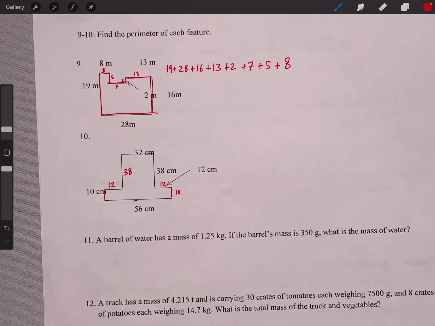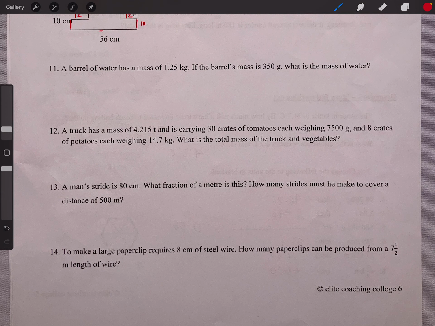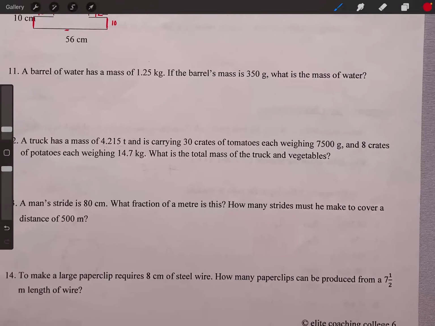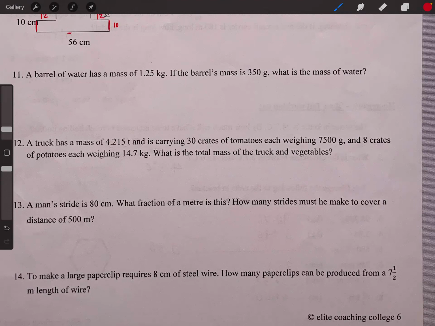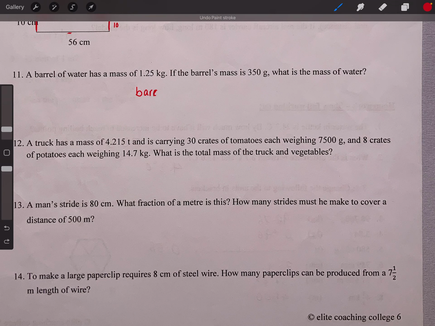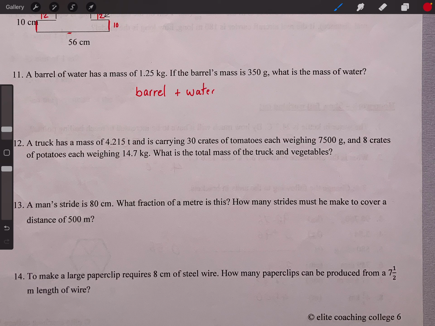Question 11. A barrel of water has a mass of 1.25 kilograms. If the barrel's mass is 350 grams, what's the mass of the water? A barrel of water. So together, the barrel with the water is equal to 1.25 kilogram. I can change it to grams and that'll be times it by 1,000, that'll be 1,250 grams.